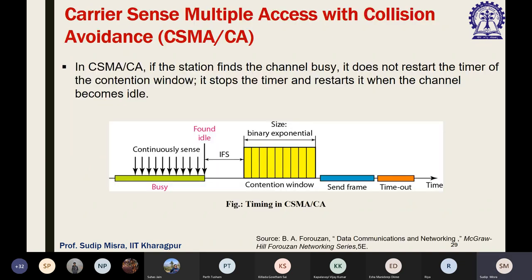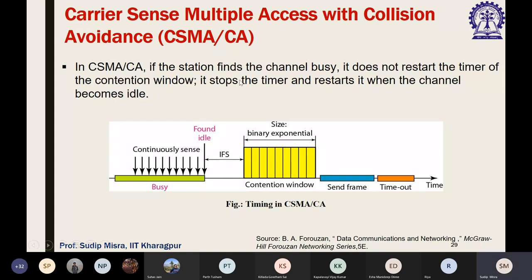Now CSMA/CD is good, but the main problem with CSMA/CD is that in wireless channels you cannot use it, because collision detection is difficult. So you need to avoid collisions in wireless channels. Collision detection is difficult in wireless channels because you do not have any connected wire or anything like that. So if it is an open medium, you need to avoid collisions, right?